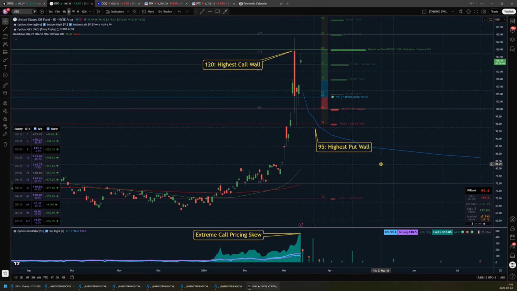Sometimes it happens with diagonals and calendars when implied volatility is pretty high or the bid-ask spreads are pretty wide. And this was a good example of that. So the position is closed right now.